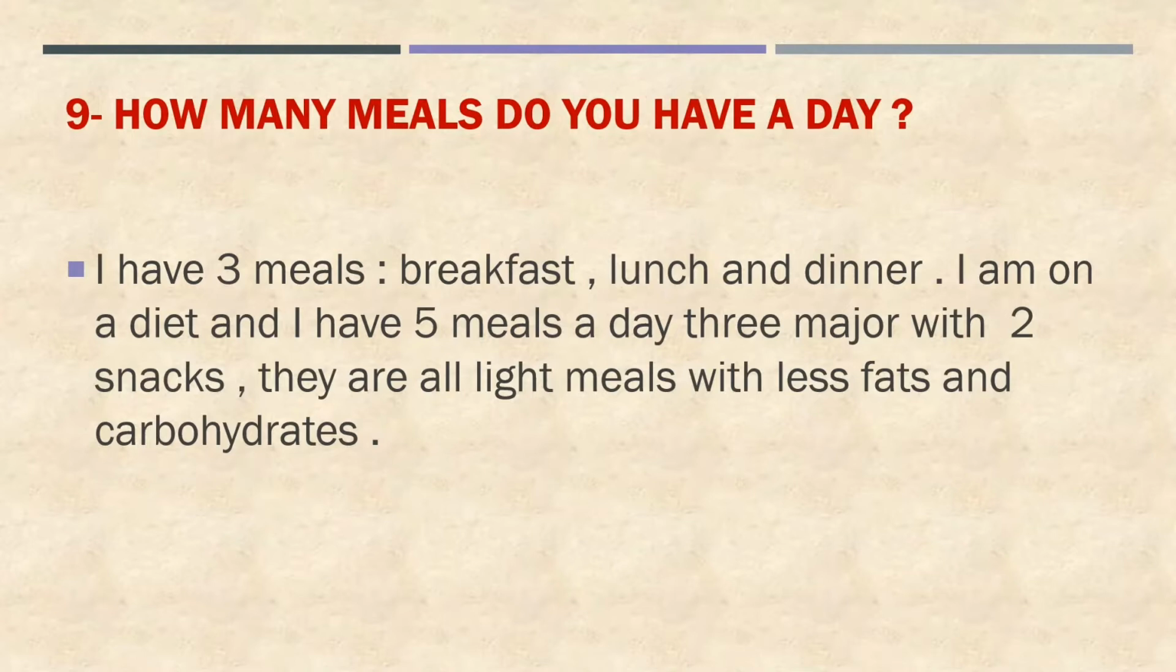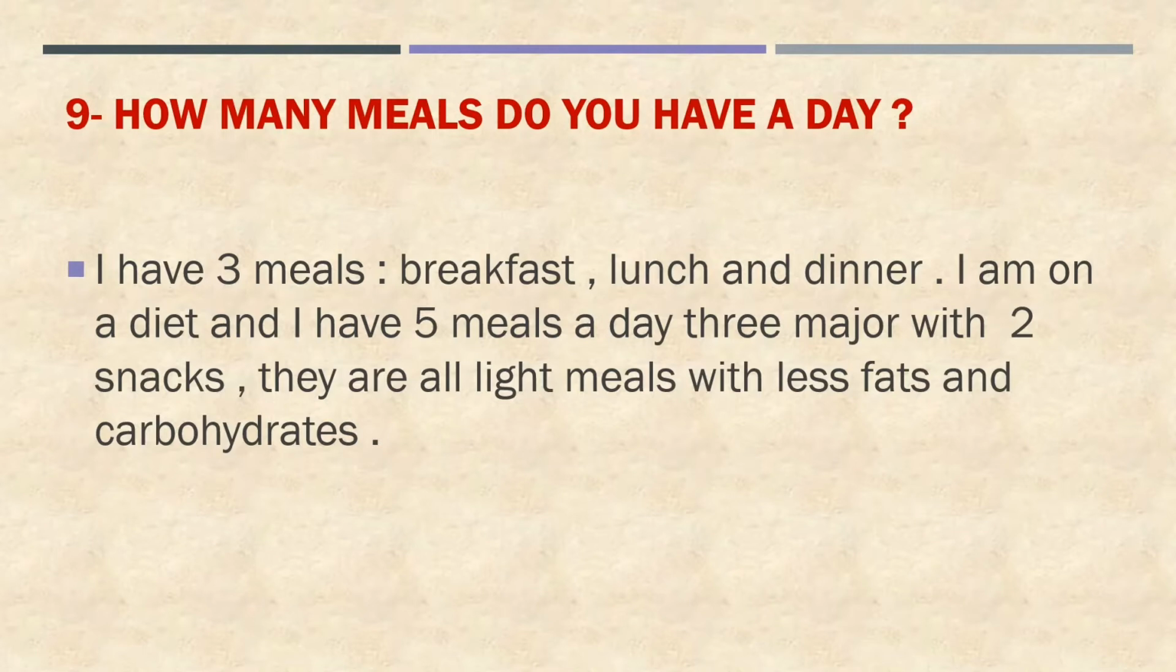Another one would say, no, I have only 1 meal a day. I don't like to eat too much. A third one would say, in fact, I'm on a diet and I have 5 meals a day. But don't worry, these are not 5 big meals, just 3 major and 2 snacks. What do we mean by snacks? Snacks, these are light meals, small meals, short meals, like a piece of fruit or vegetables like that.